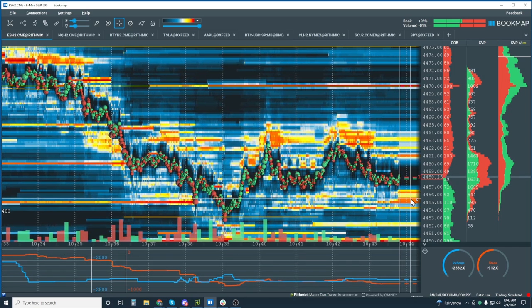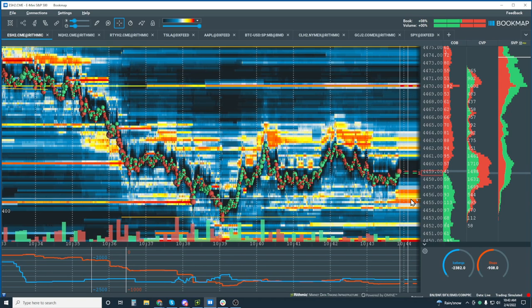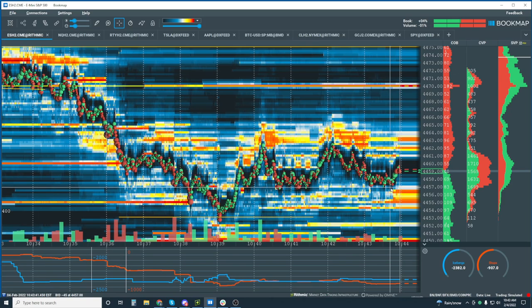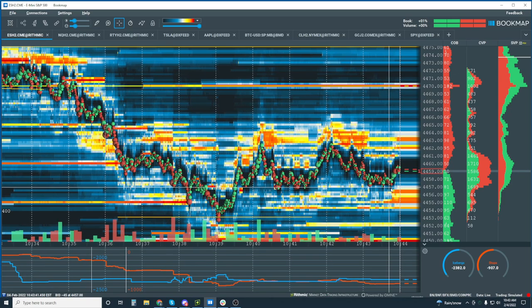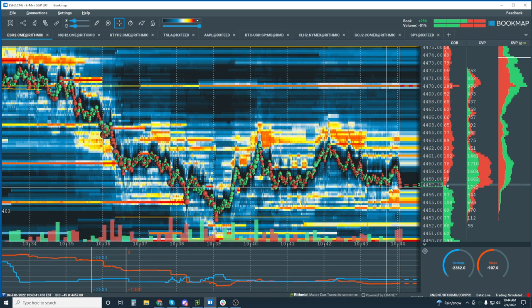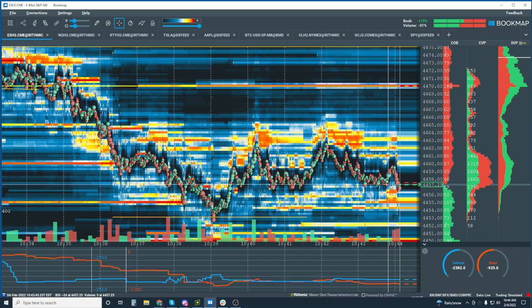Hey, buyers starting to come in, start showing a little bit of interest here. Let's see them move it right back up to the top of the range then. See how they're starting to create a new range in here? Spike below it.